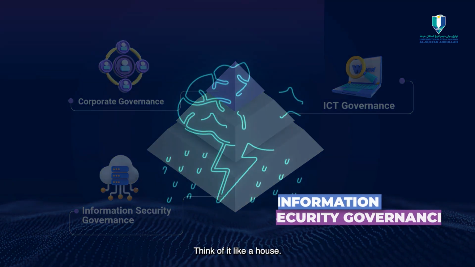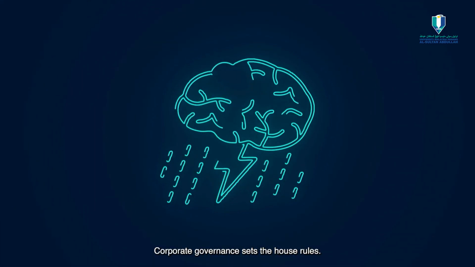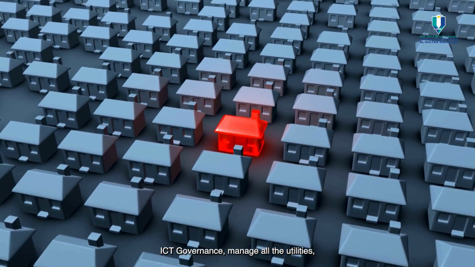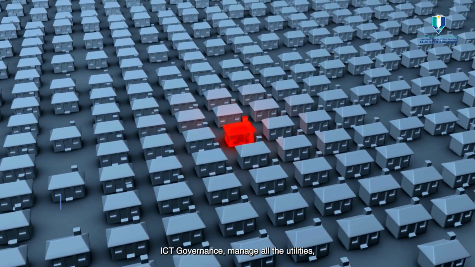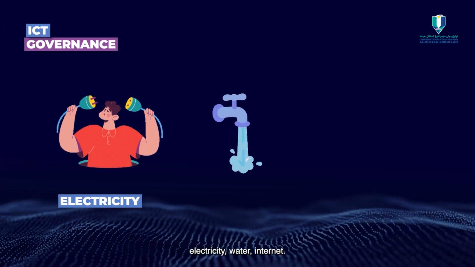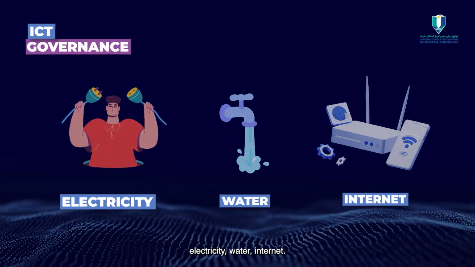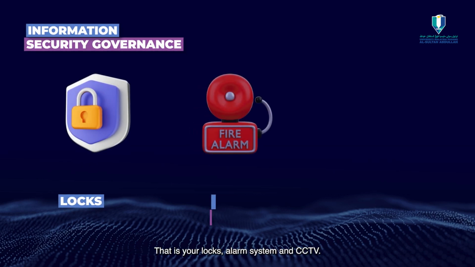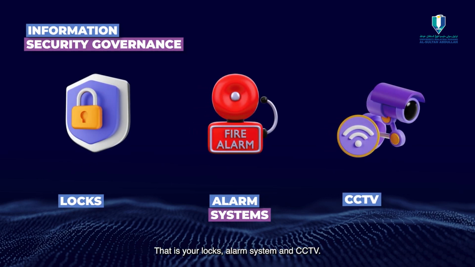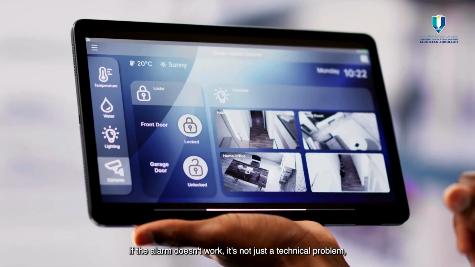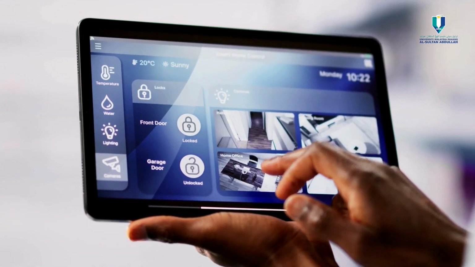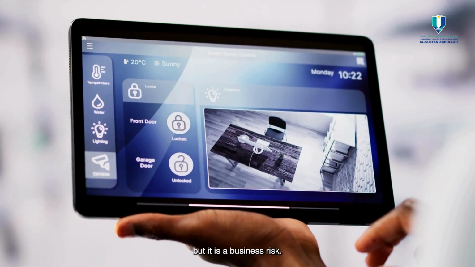Think of it like a house. Corporate governance sets the house rules. ICT governance manages all the utilities: electricity, water, internet. And ISG, that is your logs, alarm system, and CCTV. All three have to work together. If the alarm doesn't work, it's not just a technical problem, but it is a business risk.